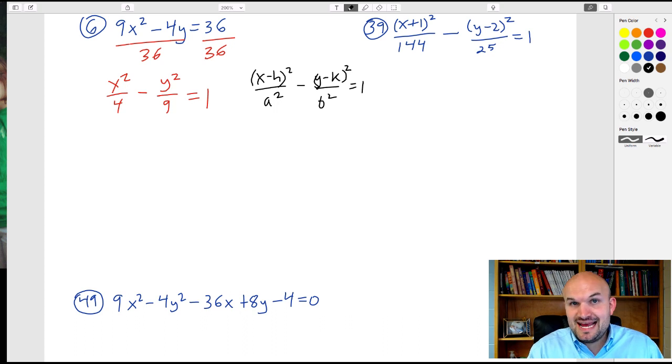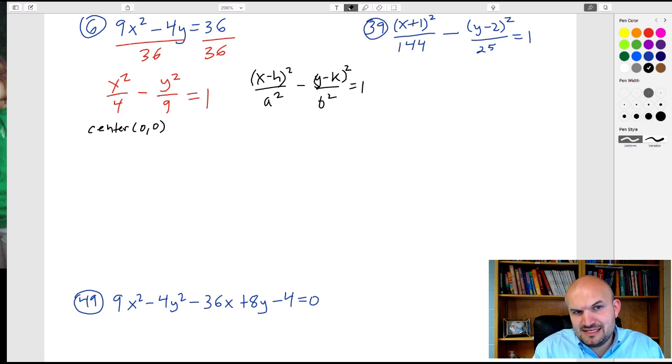Now, the h and k represent the center, which in this case is going to be 0, 0. So I'm just going to go ahead and write that in there, that the center is located at 0, 0. The next thing is identifying the a squared and the b squared. So we know this is a horizontal transverse axis because a squared is under the x. So therefore, my hyperbola is going to be opening horizontally to the left and to the right.